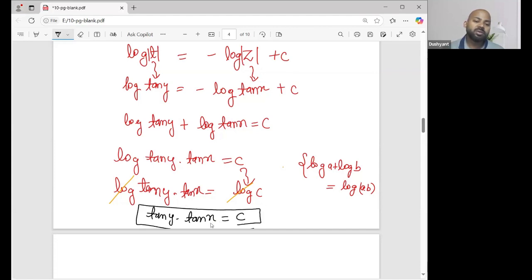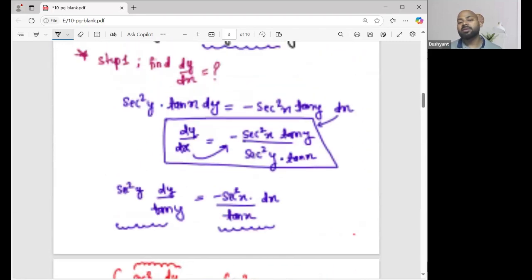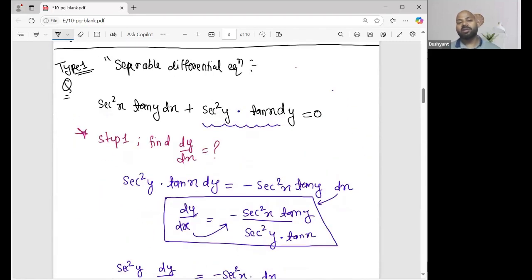And that's the solution of the differential equation we had. All the differential equations of this type need the same process. First of all, we have to find dy over dx. After finding dy over dx, we have to separate the variables. Once we are able to separate the variables, we can proceed with the next step: we will integrate.